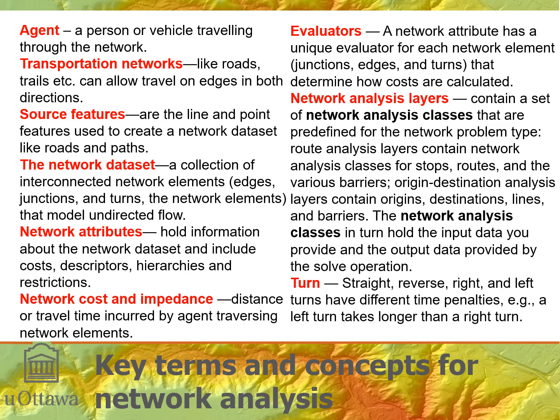Network attributes. These hold information about the network dataset, usually in the form of costs associated with traversing a network edge, such as distance or time. Descriptors, hierarchies, such as preferred road, and restrictions, such as one way.